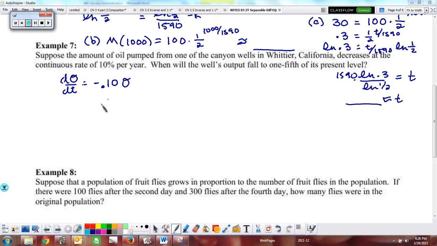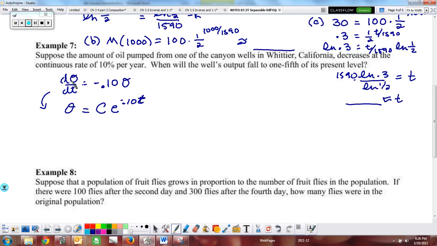This pretty much goes straight to our formula for our oil, which is going to be a constant times e to the negative 0.10t, that our amount that we have is always going to be found.